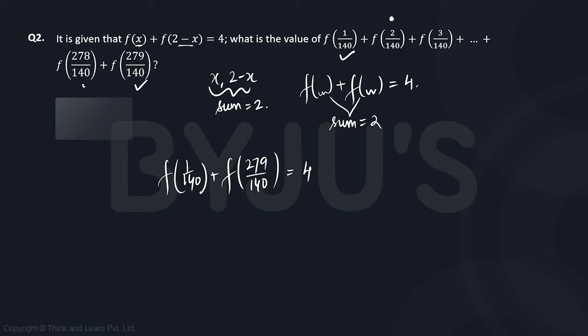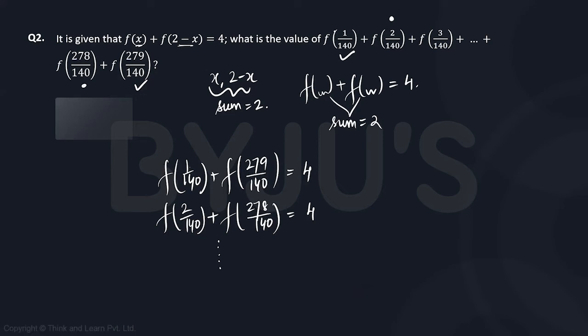Similarly, we are going to choose the second and second last. If we choose the second and second last and add them, we will get f(2/140) + f(278/140). The sum of the numbers within the bracket is again 2. So this will again result in a 4. And this will continue. So how many such pairs will we be able to form?